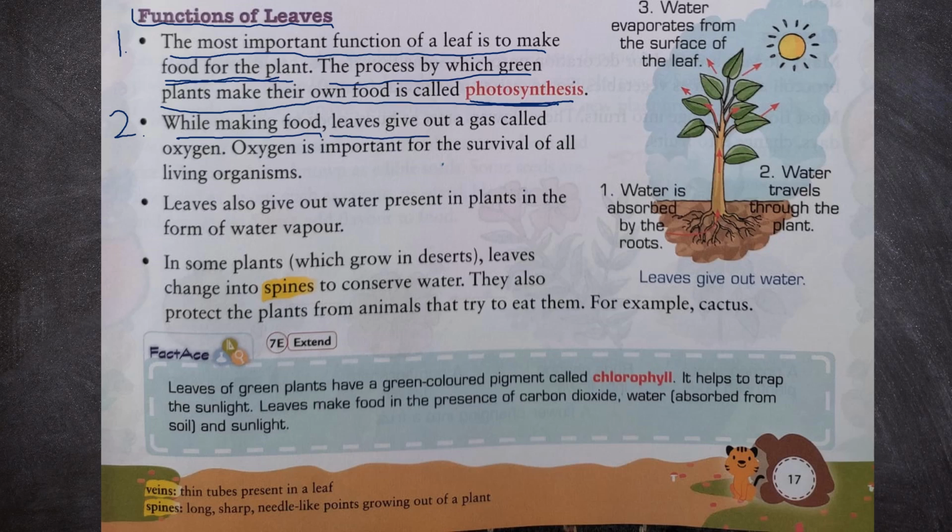Second, while making food, leaves give out a gas called oxygen. Oxygen is important for the survival of all living organisms. So we should plant more and more trees because they give us oxygen. Third, leaves also give out water present in plants in the form of water vapor.